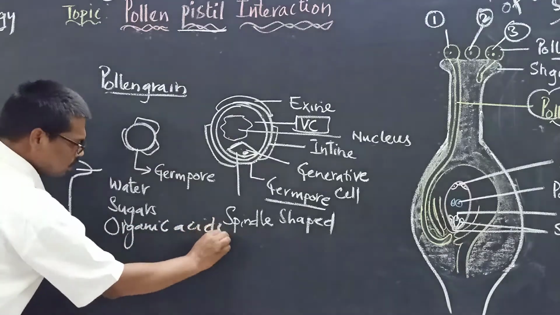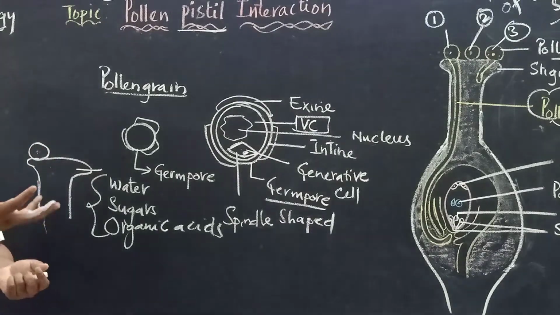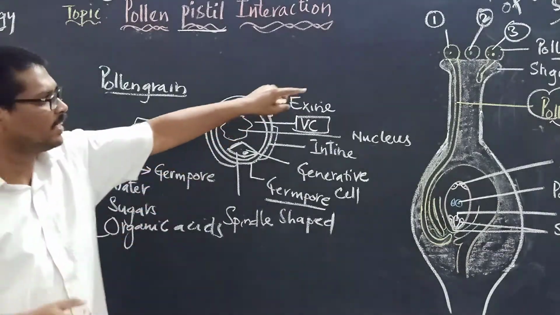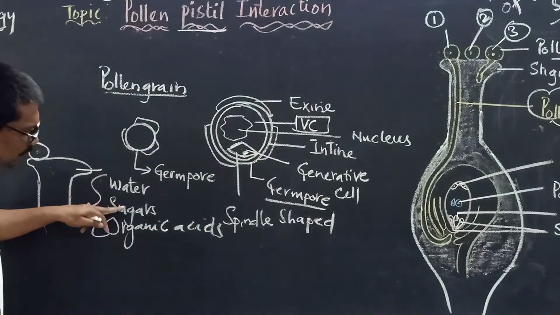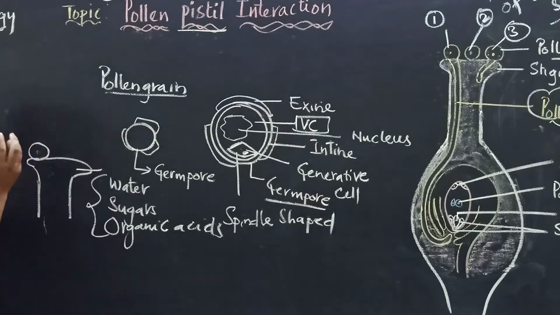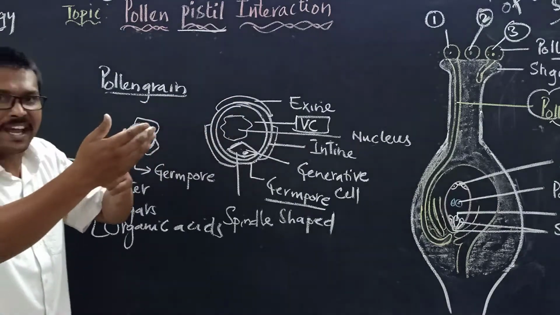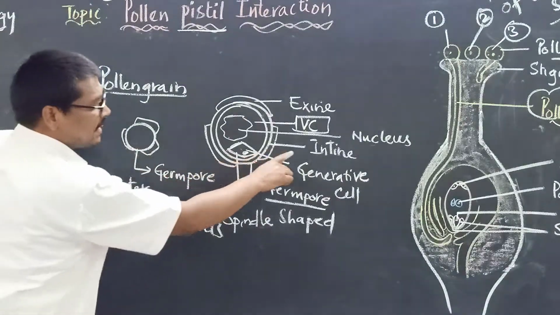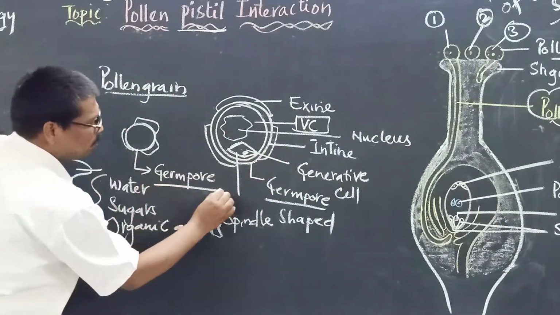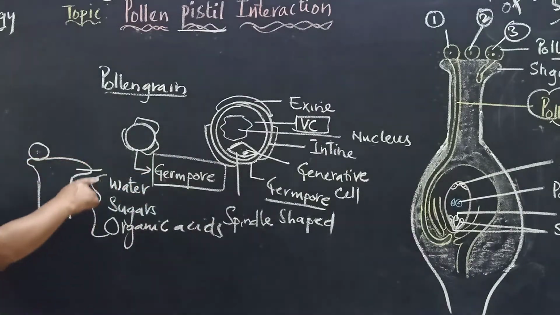Because of this, the pollen grain absorbs the water and the sugars or organic acids and starts to enlarge in size. It will bulge. We already said the pollen grain has two walls, exine and intine. When it expands, the inner wall, the intine, is exposed through an opening called what? The germ pore.